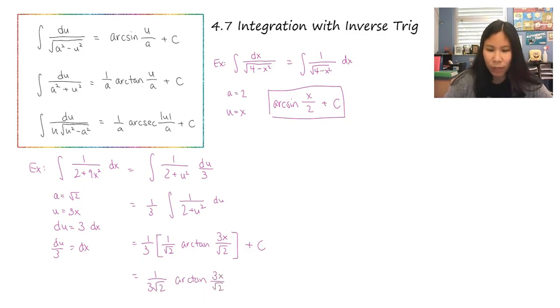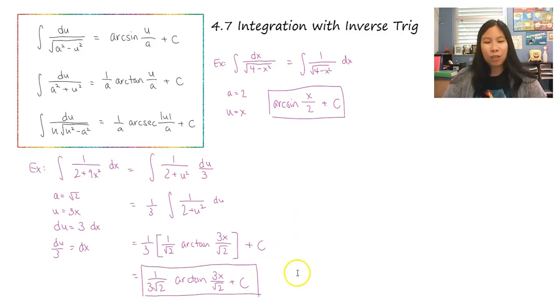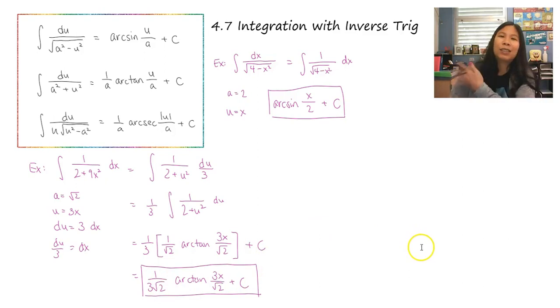People try to multiply that 1/3 into the arctan number as well, but that doesn't make any sense, because the 1/3 is just like a regular number. You're not taking the arctan of it, so it doesn't get multiplied here. So our final answer ends up being 1 over 3 square root of 2 arctan of 3x over square root of 2 plus c. And just in case you were wondering, I don't care if you have radicals on the bottom. We kind of get to ignore that rule now. We're in calculus, so we don't need to rationalize denominators.